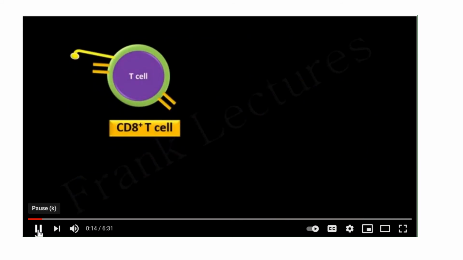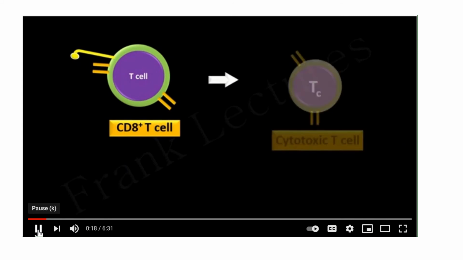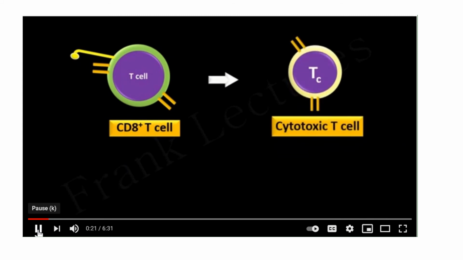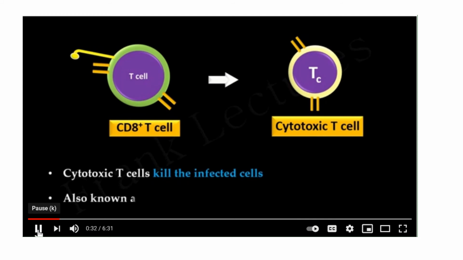In our previous video lectures we understood that CD8 plus T cells become cytotoxic T cells. Cytotoxic T cells kill the infected cells. By doing so they eliminate the reservoir of infection. These cells are also known as killer T cells or cytotoxic T lymphocytes, abbreviated as CTLs. They are named so because they directly kill the cells that display foreign antigens on their surface.